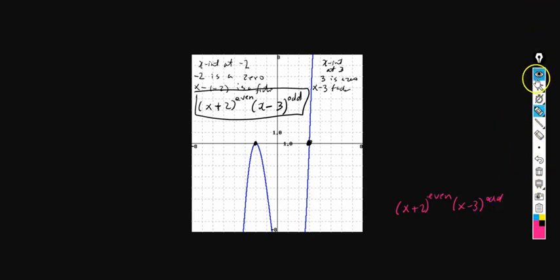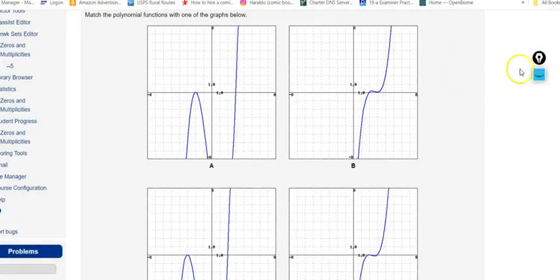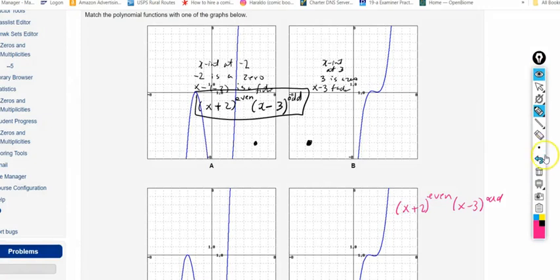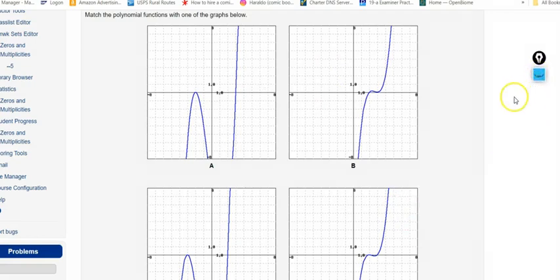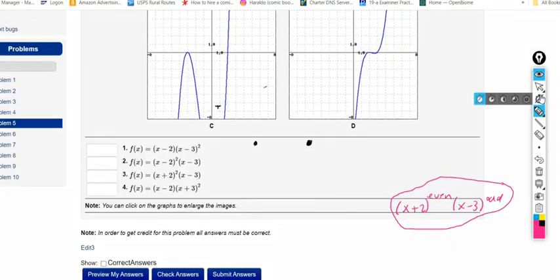And if we get out of this window, so this is the one I'm trying to match with, A. And so this is what I want. That's what I should find to match up with A. And so if I come here to my selections, there's only one that has x plus 2 to an even power times x minus 3 to an odd power. And so for this one, I would think it would be selection A. So that's how you're supposed to choose those.